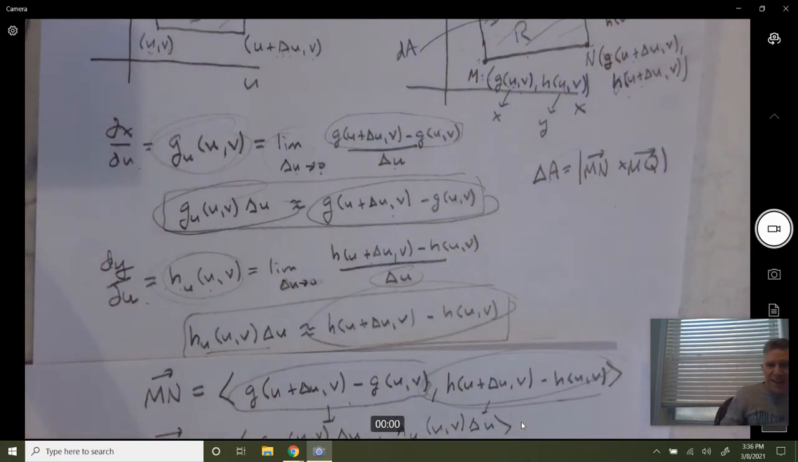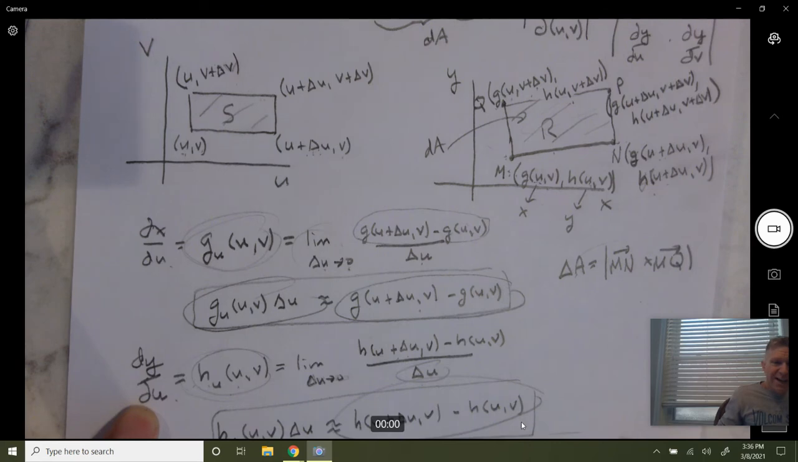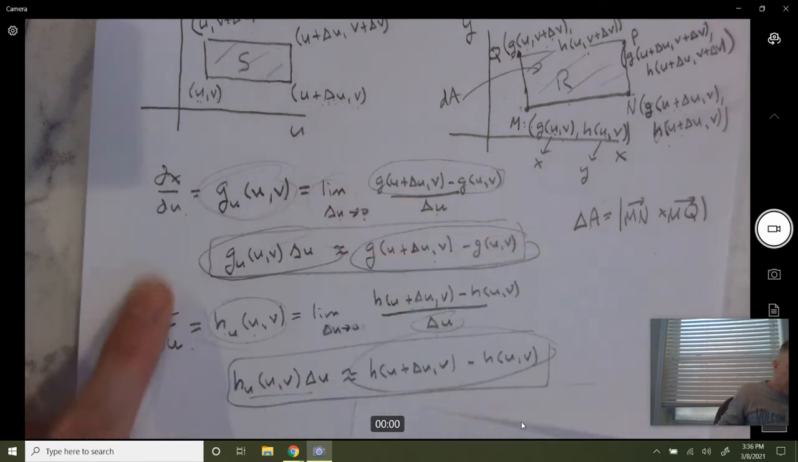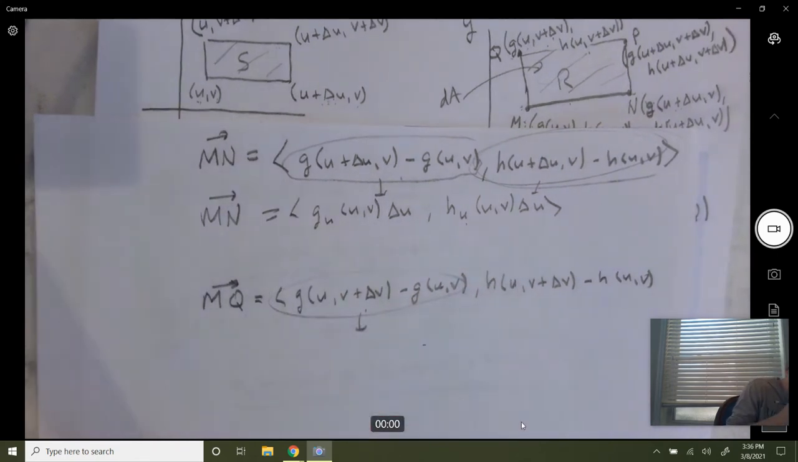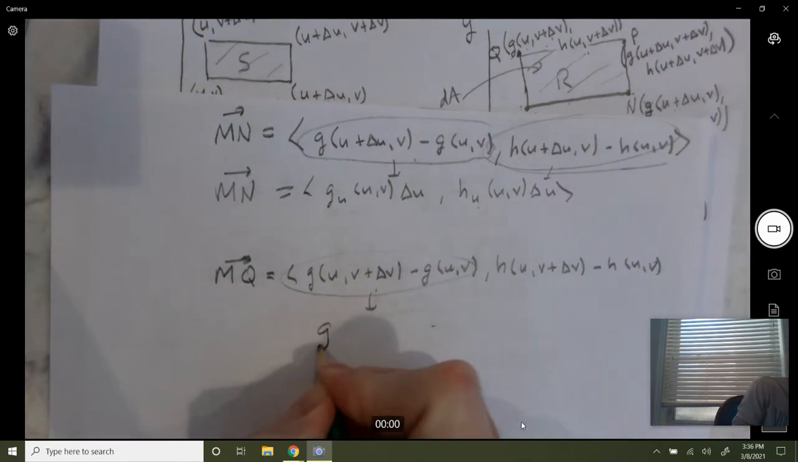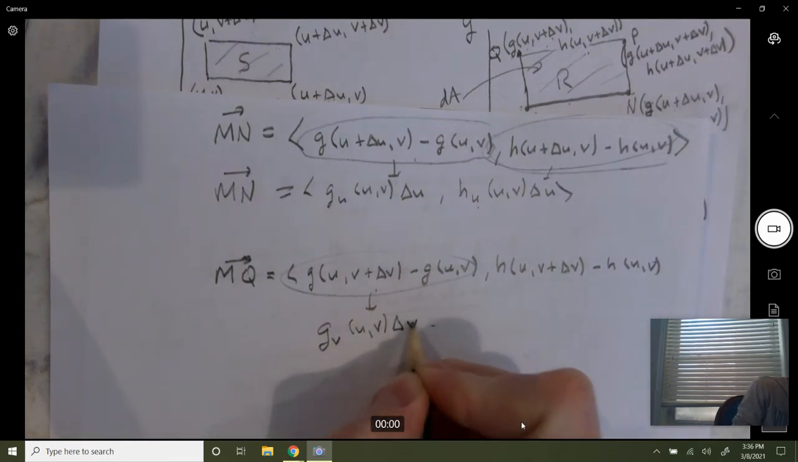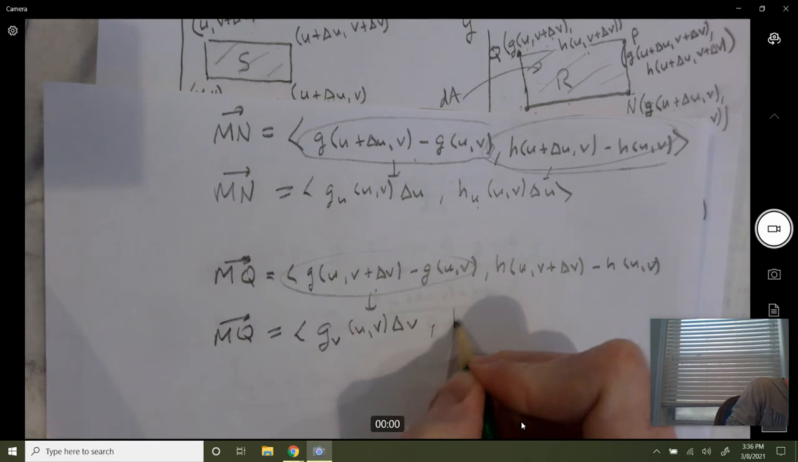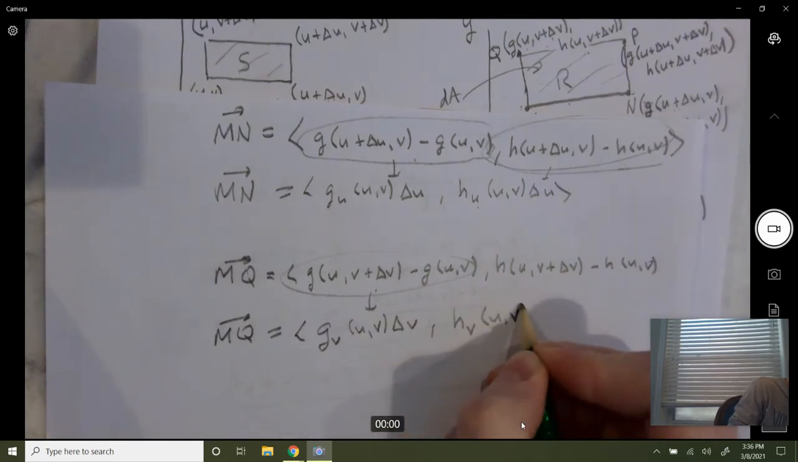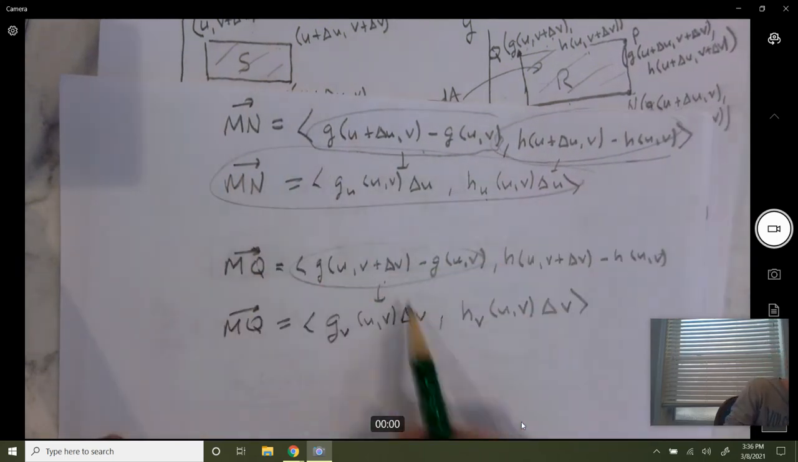Okay. Now, I could do the same thing. See how I did dx du and dy du? I could do the same thing for dx dv and dy dv. I'm not going to go through all those steps, but you could do the same exact thing. And then this one is going to become the gv, the v partial of u comma v, delta v. This is mq. And then the v partial of h of uv, delta v. Okay, so now I've got my mn and I've got my mq.